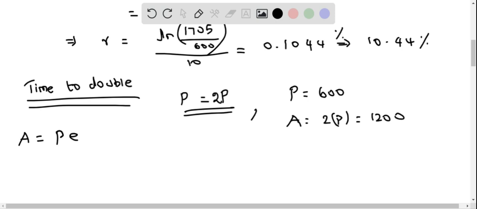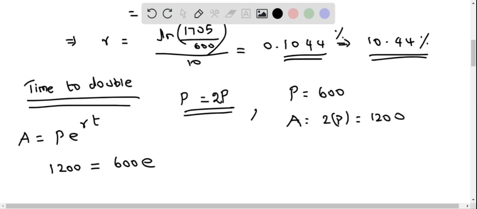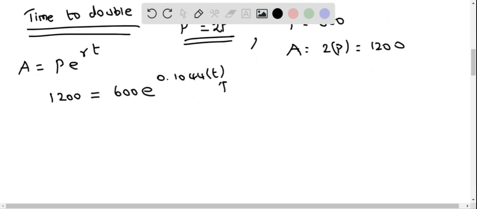Let me write the formula here. A equals P e raised to the power of rt. So I'm plugging 1200 into this, and P equals 600, e raised to the power of r we just found out, that is 10.44%. So we have to use the decimal form. So I substitute 0.1044 times t. This is what we have to find. So we just put it as t. Now from this equation we can solve for t.